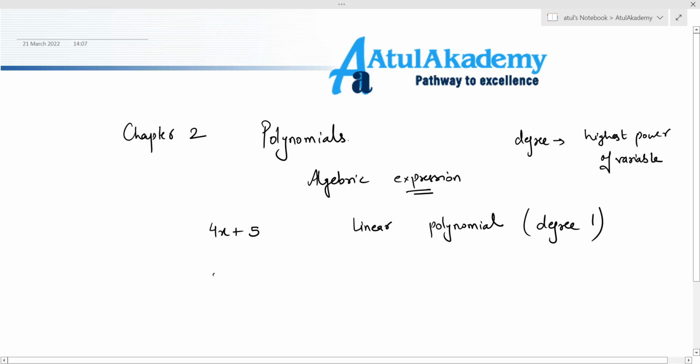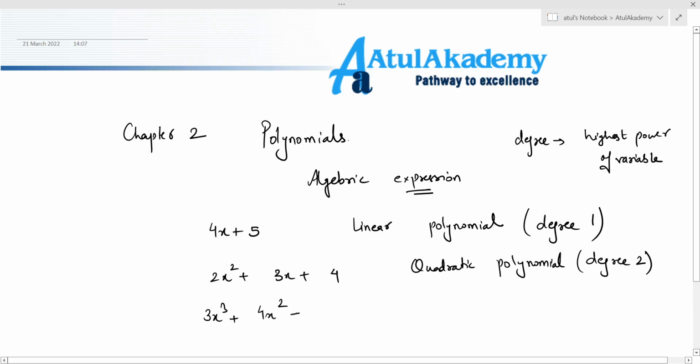Now let's write something like 2x square plus 3x plus 4. This is a quadratic polynomial. It has degree 2. Now if I write something like 3x cube plus 4x square plus 5x minus 9, that's a cubic polynomial. Its degree is 3 as it has the highest power 3.